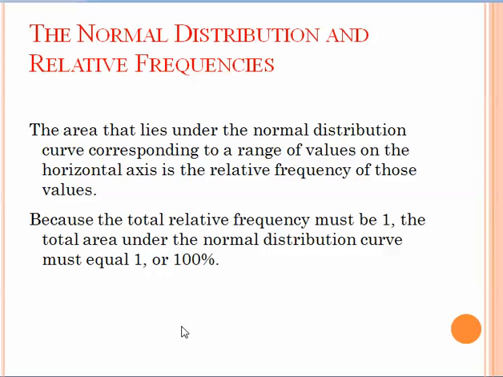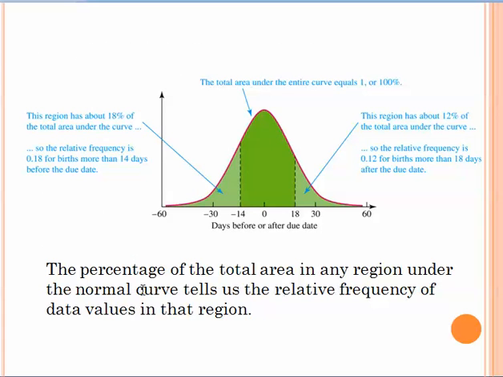Let's look at the normal distribution and see how this relates to relative frequency. The area that lies under the normal distribution curve corresponds to a range of values on the horizontal axis and the relative frequency values on the vertical axis. Because the total relative frequency must be 1, the total area under the distribution curve is also equal to 1, or 100%. Basically that means that 100% of the values that you're interested in are under the normal distribution curve.